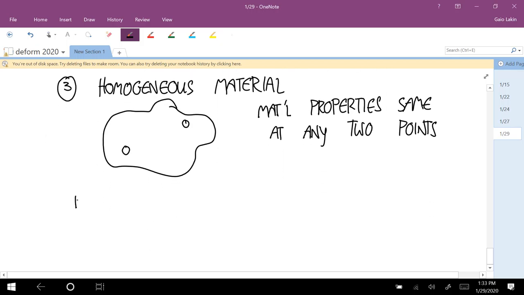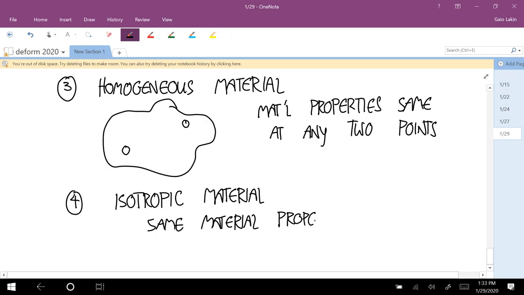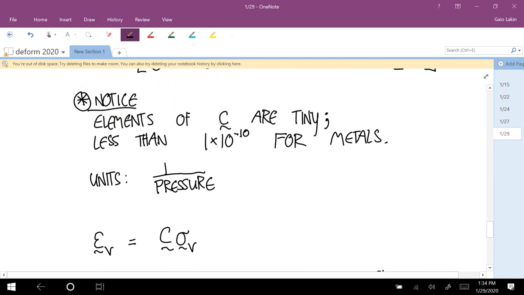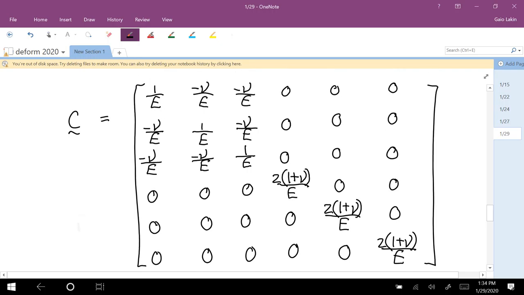And the fourth one is that the materials are isotropic. Isotropic doesn't talk about two different points, how they compare to each other. It talks about taking measurements at the same point in two different directions. So you have the same material properties in every direction. So if you go back to the compliance matrix that I defined, this compliance matrix is the form only for isotropic materials.